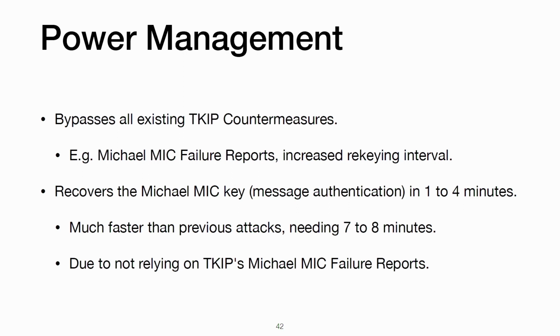Now, one of the common countermeasures against the previous attacks was to reduce the rekeying interval. So it said, what if instead of every hour we rekey our keys every 5 minutes? Then the adversary is not able to perform this attack in 7 to 8 minutes. But since we do this much faster now, we're also bypassing these countermeasures.